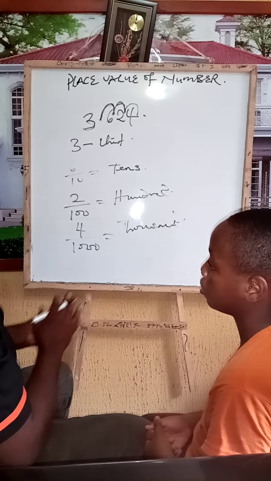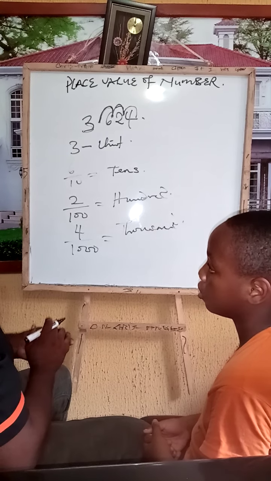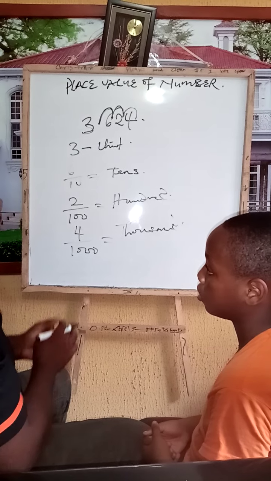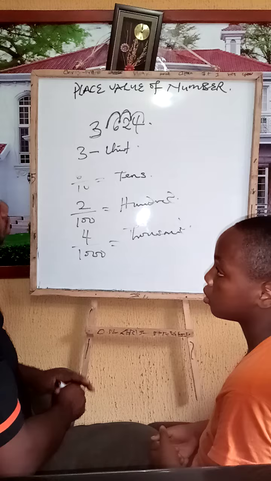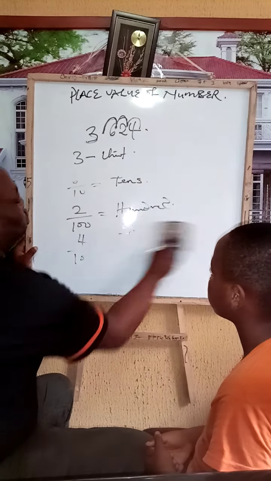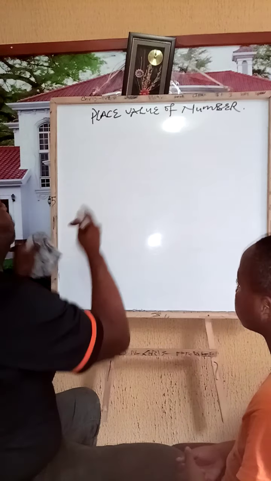So I'll give you a class work that you have to do after this. Alright, this is the end of today's lesson. We continue tomorrow. I'll give you your work to do. So find the place value of this number 1.